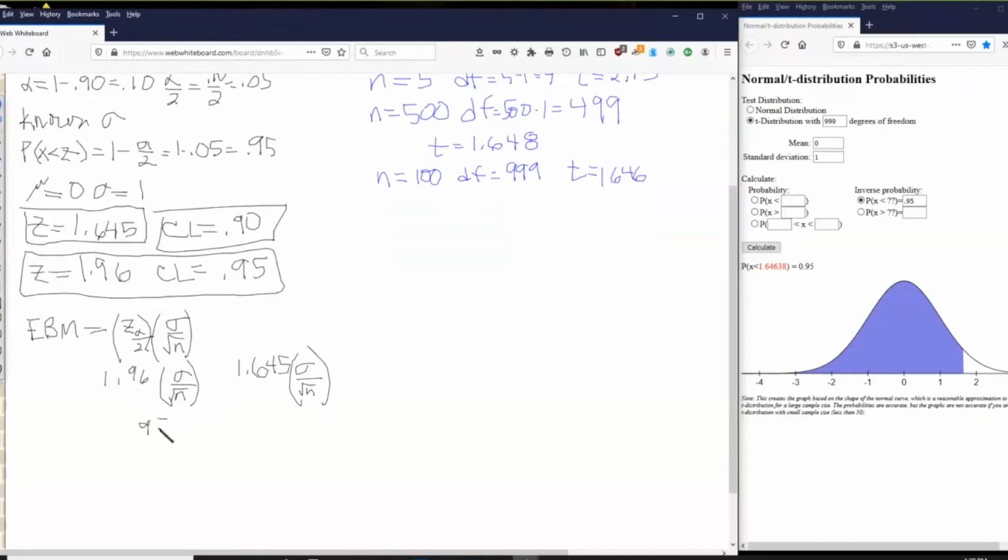Okay, so this is at a 95% confidence level, and this is at a 90% confidence level. This is the formula you're going to use. And if your population standard deviation is unknown, your error bound of the mean is going to be the t-score times the sample standard deviation divided by the square root of the sample size. Okay, any questions?